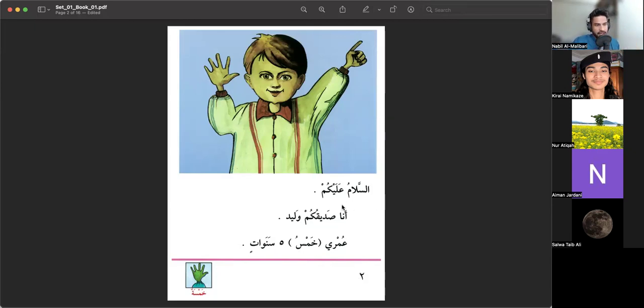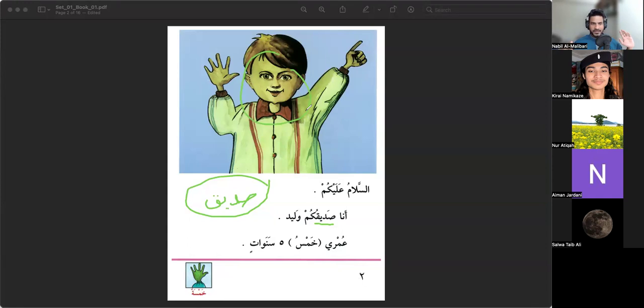Every Muslim knows this. Ana sadiqukum. I, Sadiq. The word Sadiq means a friend. Let me write. It's very difficult to write with the mouse, but I shall try. Sadiqun, this is the original word. Sadiq means a friend. If I say Sadiqukum, it means your friend, speaking to a group. So this guy over here, he's talking to all of us. He's saying, I am your friend. Ana sadiqukum.